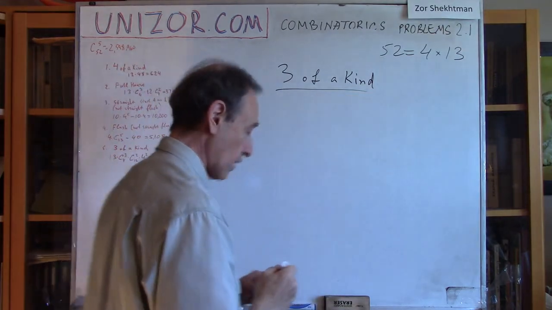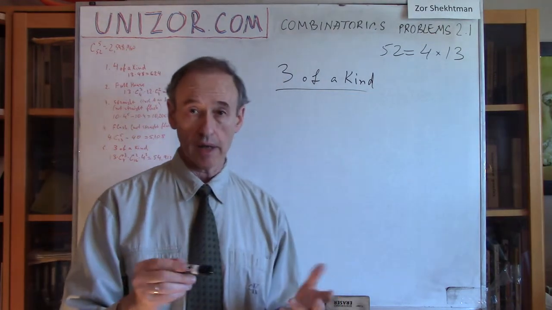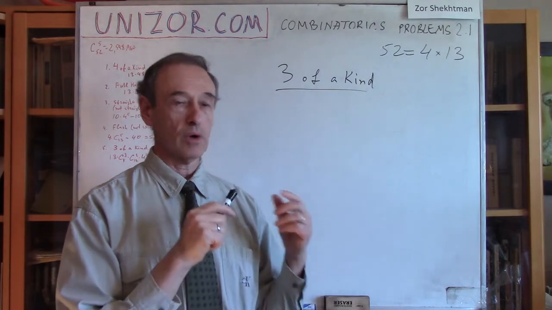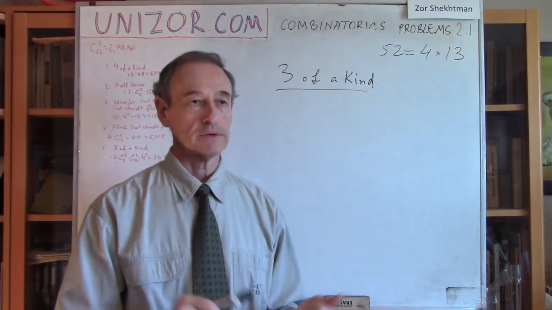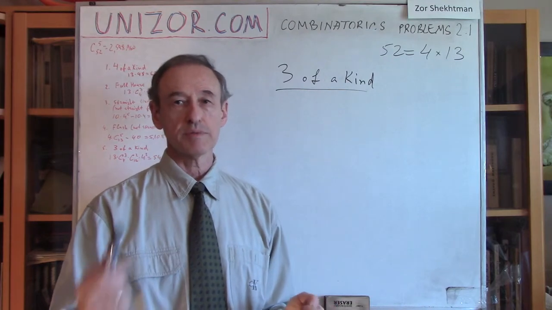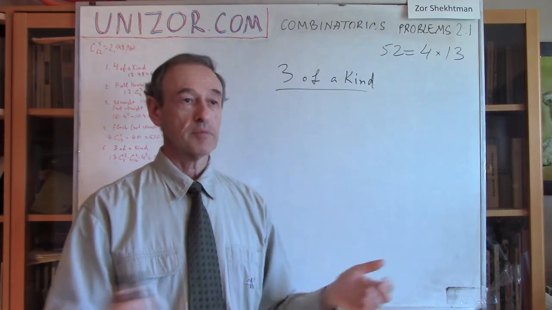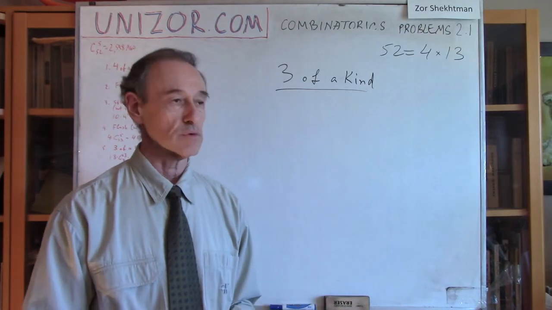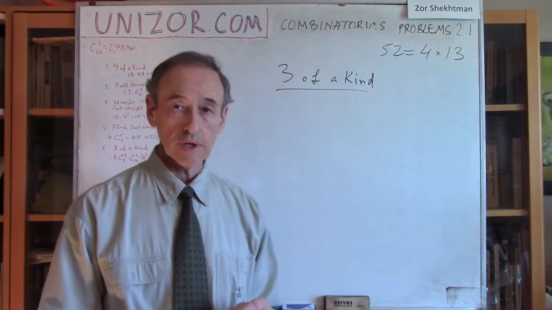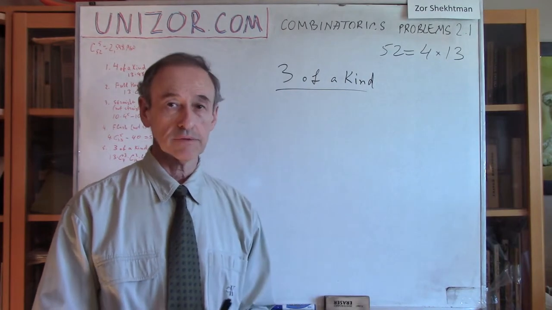So, three of a kind. Now you remember the first problem was four of a kind, right? When there are four cards of the same rank among our five. Obviously, the fifth card was supposed to be of some other rank, because there are only four cards of the same rank, four different suits, right? Now, when we're talking about three, that's slightly different, right?